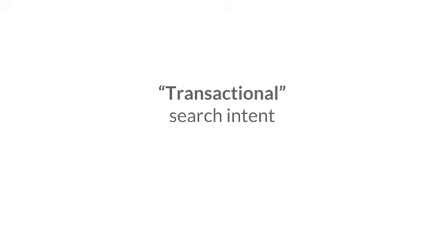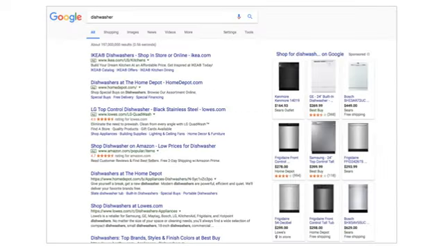The next type of search intent, the second type of search intent, is called transactional search intent. Let's take a look at a transactional search intent result page. Here I have queried the word dishwasher. Okay, not saying I want to buy a dishwasher, not saying what are the prices of dishwashers, just the word dishwasher, and we can say something about the results here.